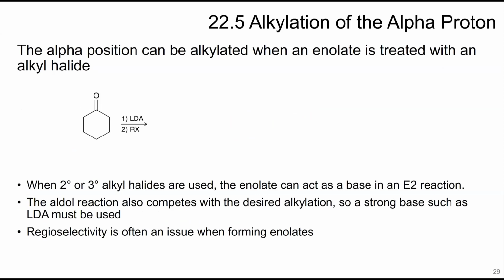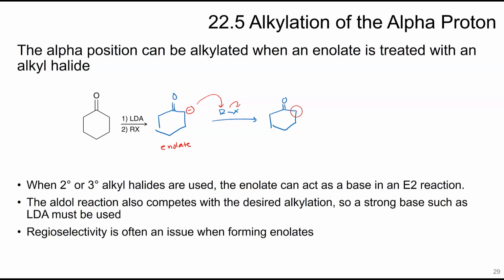Aside from doing Claisen reactions and aldol reactions, we can also alkylate the alpha position. So we can make new carbon-carbon bonds by forming an enolate and then treating it with an alkyl halide. Once we react a ketone with LDA, that's going to form a negative charge there. So that's our enolate. And then we add our RX, where X is a leaving group. The enolate can attack the R and kick off the X.